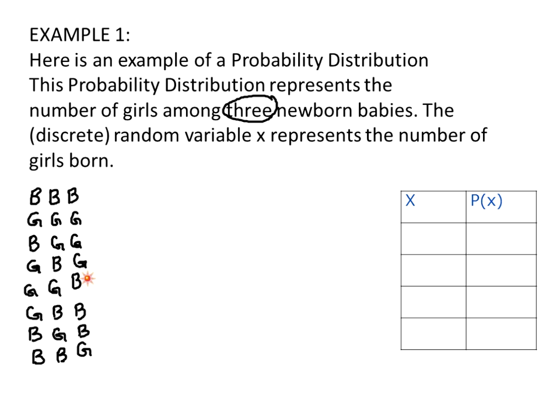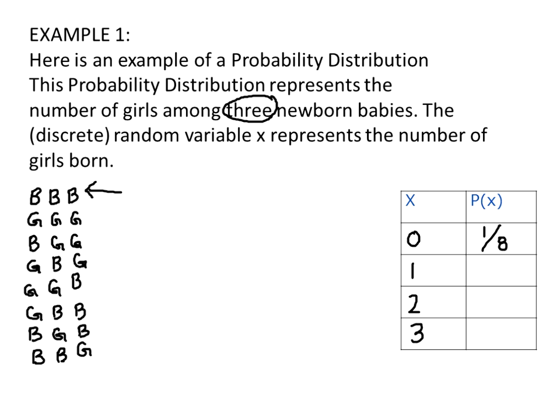Okay, so X represents the number of girls born. So we could have 0 girls being born, we could have 1 girl being born, 2 girls being born, or 3 girls being born. So X is the number of girls born. All right, so you could see that the first scenario here, that's when 0 girls are born. So the probability that that happens, well, that's 1 out of 8, because there's 8 possibilities.